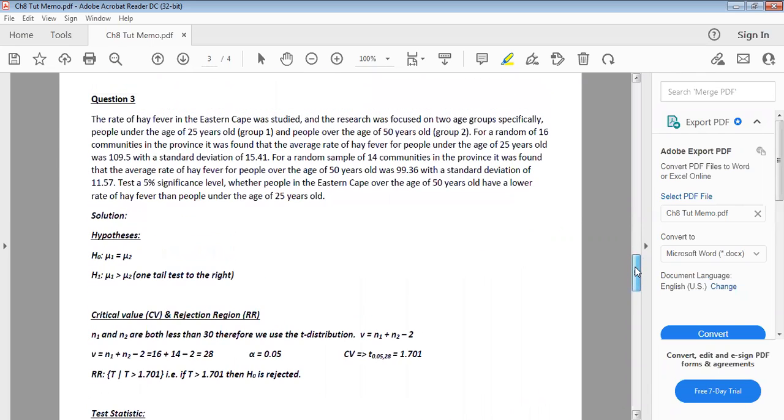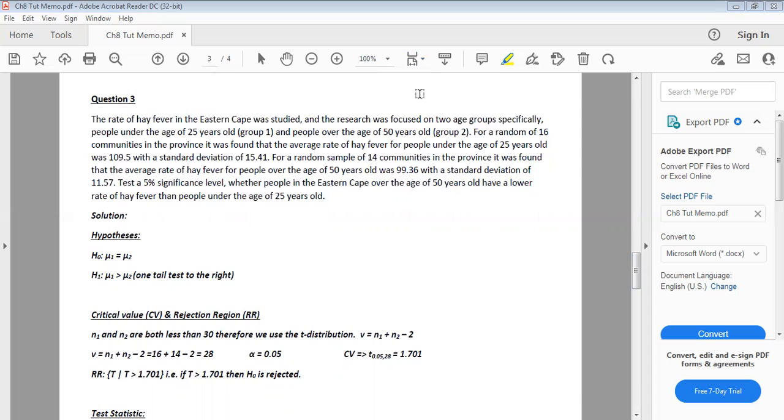Okay, so question 3. Okay, I can see in the chat someone is asking, if we are to draw a distribution, would there be two critical values, like the positive and negative one?